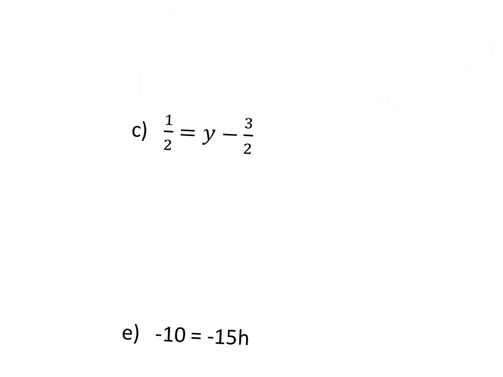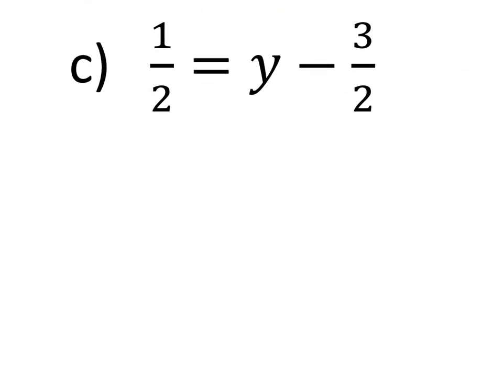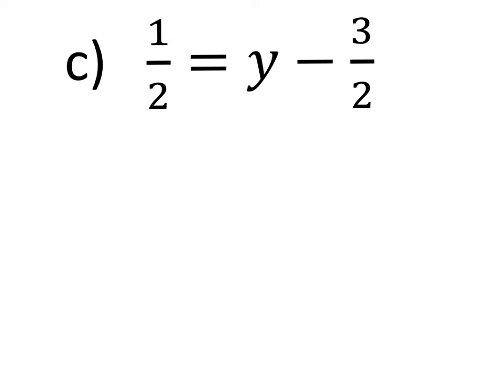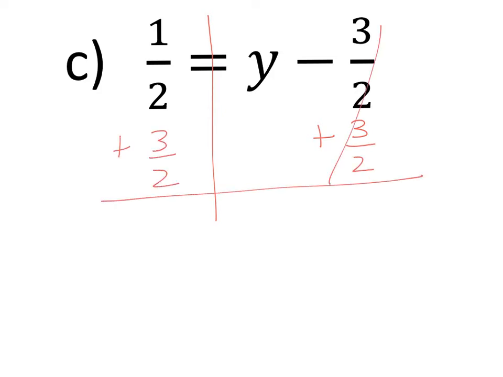All right, so now let's look at what we do when we have fractions. It's still the same concept. Again, draw a wall if you need to, and I'm going to add 3 halves over to the other side. When I do that, those cancel out. I have my equal sign, I have a y on the right-hand side, and then 1 half plus 3 halves is 4 halves, which we reduce to 2. So my solution is y equals 2.